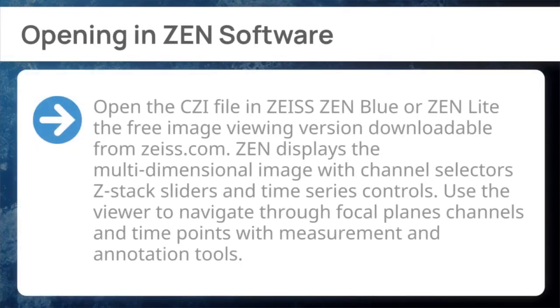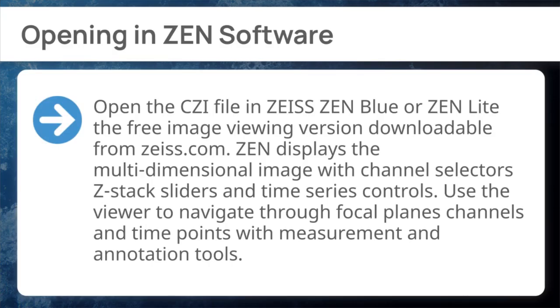First, opening in Zen software. Open the CZI file in ZEN, Zen Blue, or Zen Lite, the free image viewing version downloadable from Zeiss.com. Zen displays the multi-dimensional image with channel selectors, Z-stack sliders, and time series controls. Use the viewer to navigate through focal planes, channels, and time points with measurement and annotation tools.